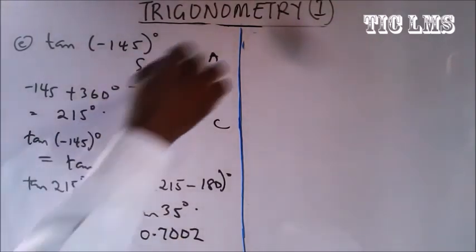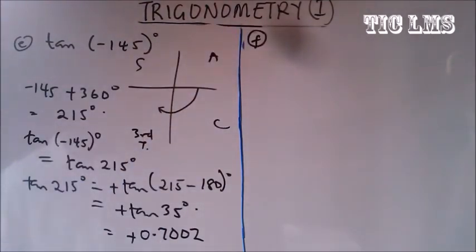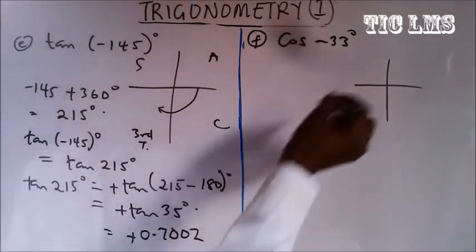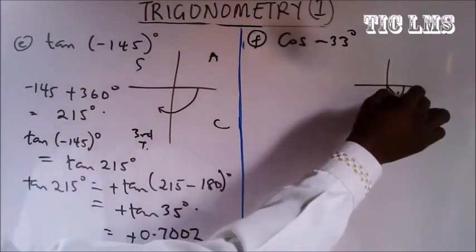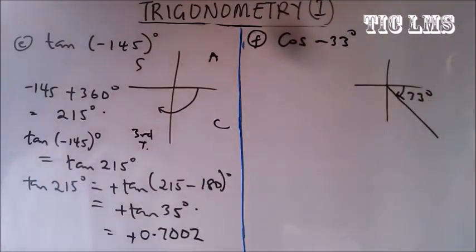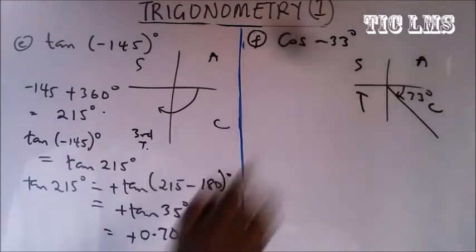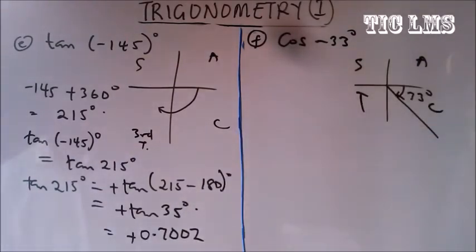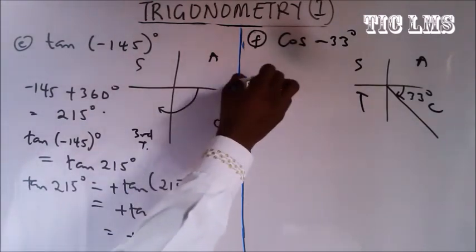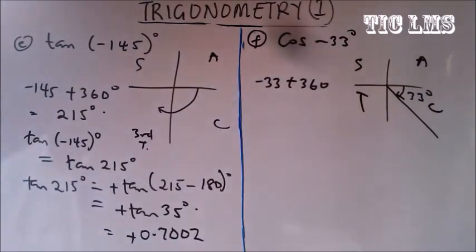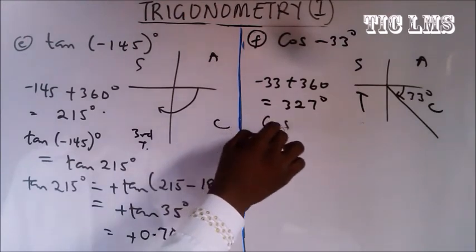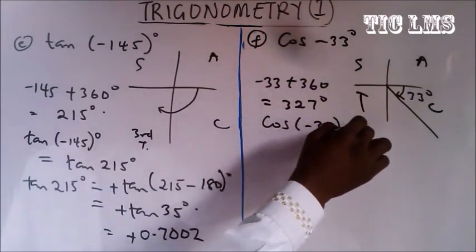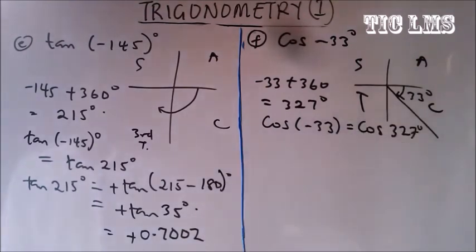F, the last part, says cos minus 33 degrees. We look for the equivalent on the quadrant. Minus 33 means it proceeded in this direction and it stopped somewhere here, right? So this is 33 degrees in the negative direction, and here we have cos as being positive. Now the first thing is to find its equivalent positive angle, which is gotten by saying minus 33 plus 360 degrees, and that gives 327 degrees. And so we have that cos minus 33 degrees equals cos 327 degrees.